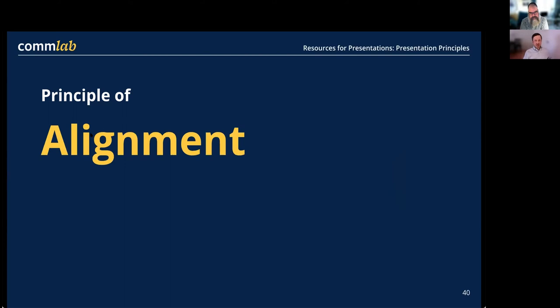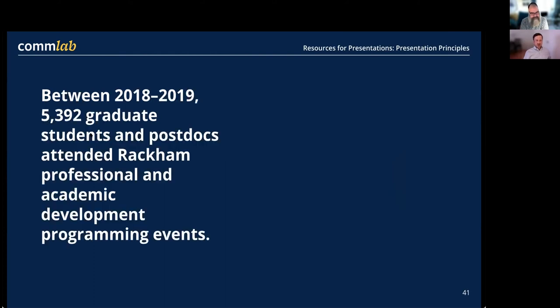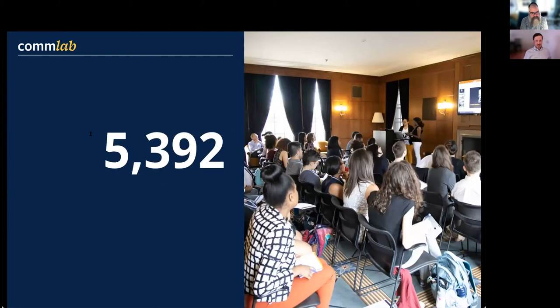We have a principle of alignment. This puts corresponding words and images near each other so people don't have to scan all over the slide to make connections. So here we just have a pretty heavy body of text, but it's very usable information, but we might want to change it to something like this. And then we might, as the speakers say, between 2018 and 2019, 5,392 graduate students and postdocs attended RAC and professional and academic development program events.